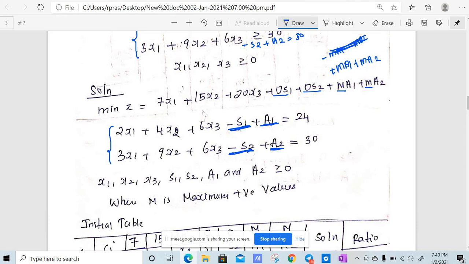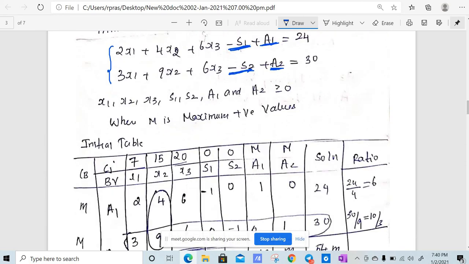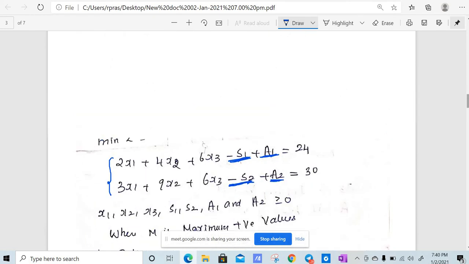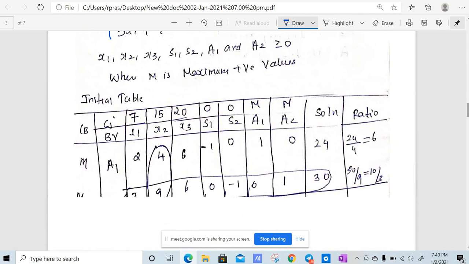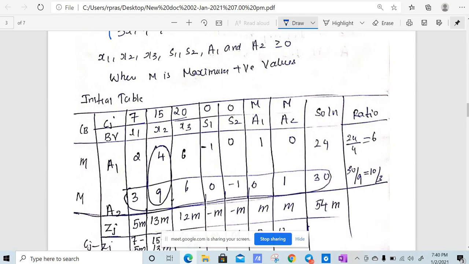So we have two extra variables now in the objective function, so we'll write that here: x1, x2, x3, s1, s2, a1, a2. And what are the coefficients? In maximization of z, the coefficients are 7, 15, 20, 0, 0, and the coefficient for a1 is m, and the coefficient for a2 is m again.